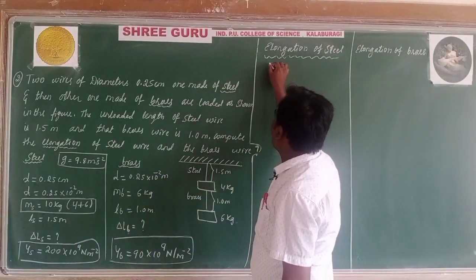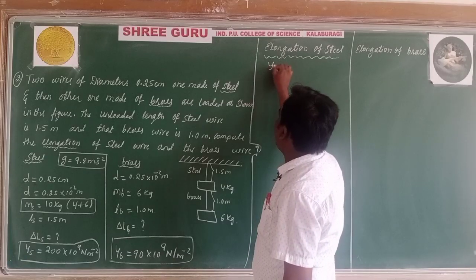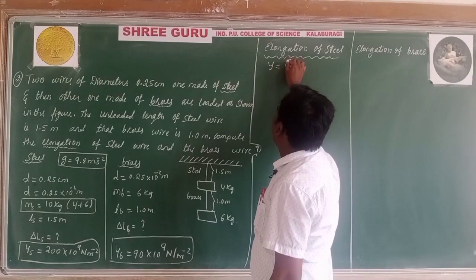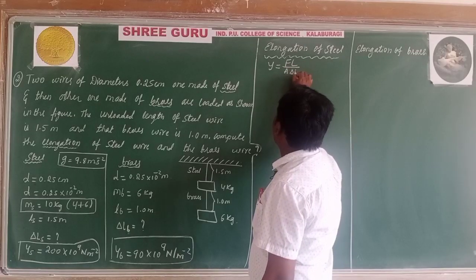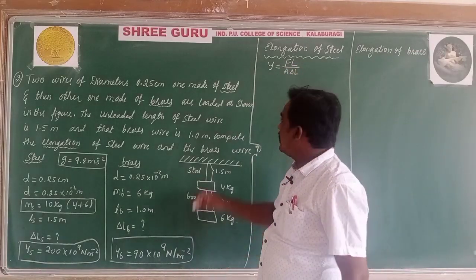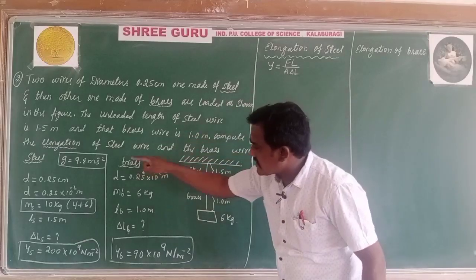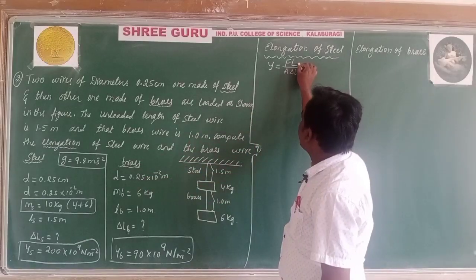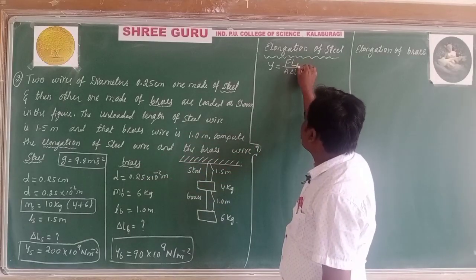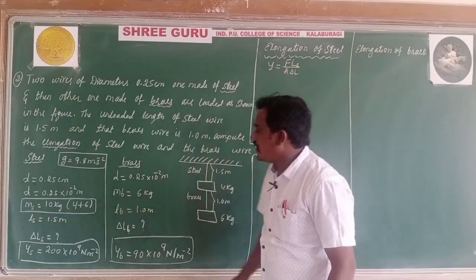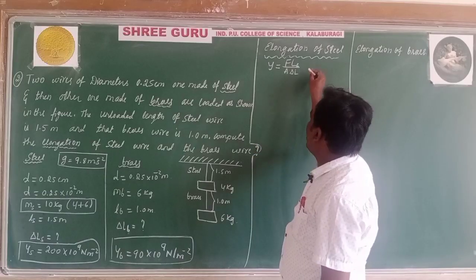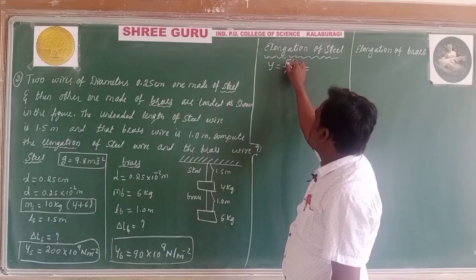Now what is the general formula for Young's modulus? Young's modulus is equal to FL by A into delta L. We should find this delta L. Here, what are the things they mentioned? Length they mentioned, that's why I am taking the length of the steel rod, and load is also mentioned in the form of mass. I am going to convert this formula.